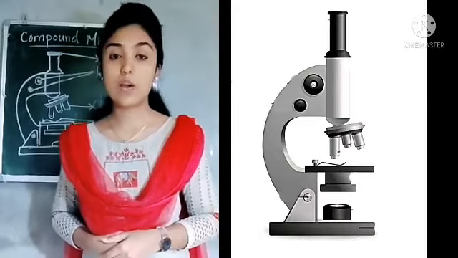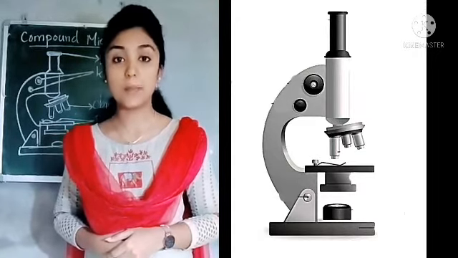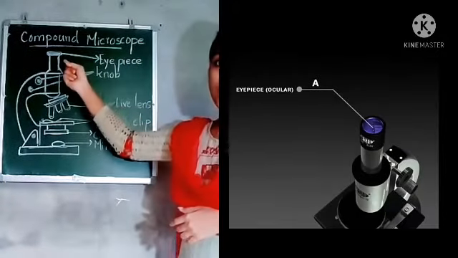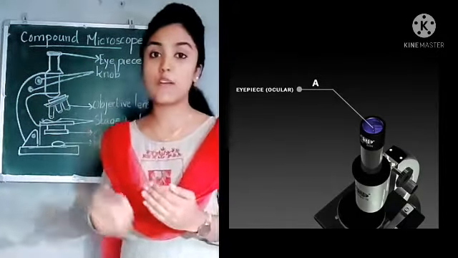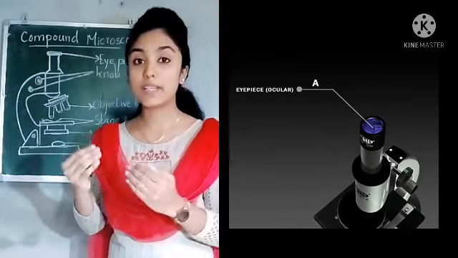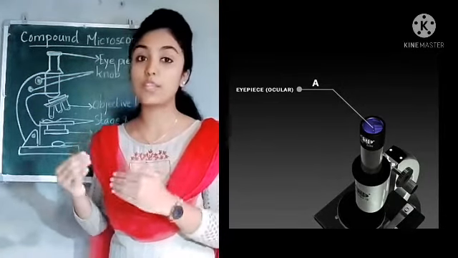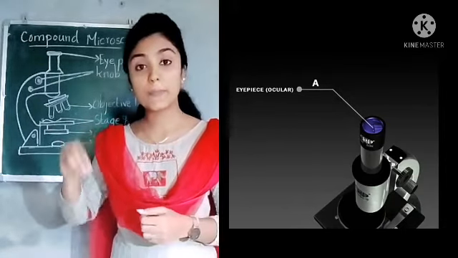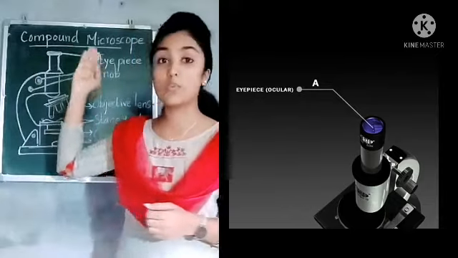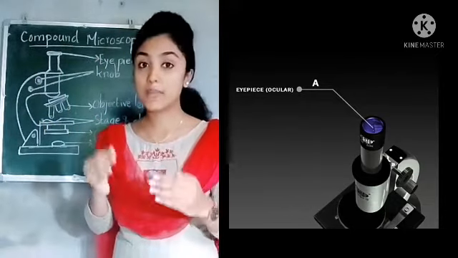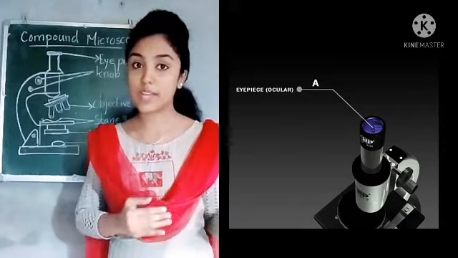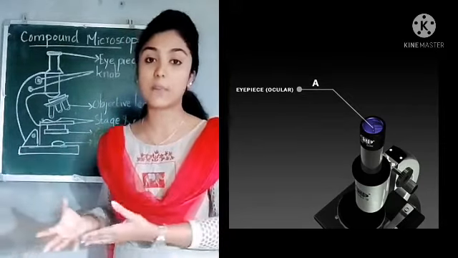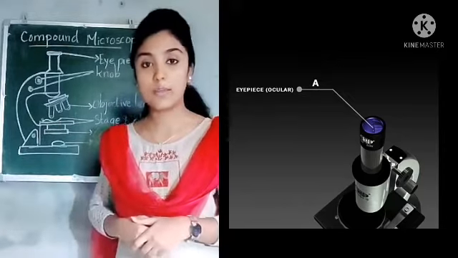Now we shall discuss about the use or functions of different parts of a compound microscope. So the first part is eyepiece. Then what is the function of eyepiece? Actually this eyepiece is a lens. It is the lens through which we observe the microscopic material. And we can replace this eyepiece very easily. It is because eyepiece is available in different magnification power. So we can take out this eyepiece and we can replace it with another eyepiece with another magnification power.